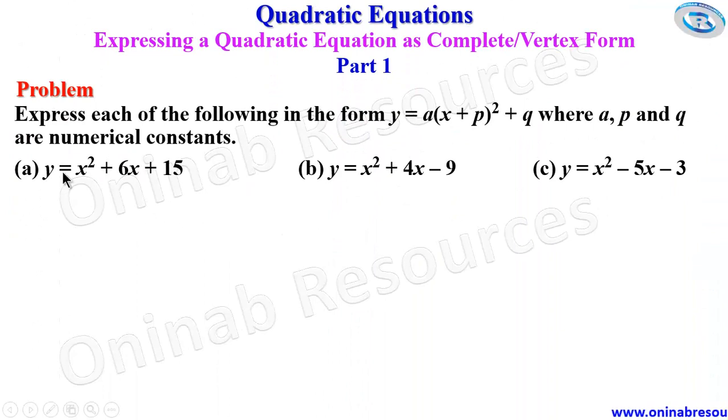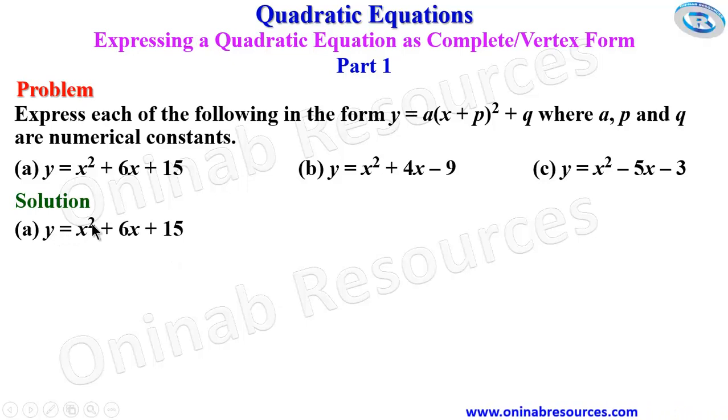In this problem, express each of the following in the form y equal to a into x plus p all squared plus q, where a, p, and q are numerical constants. We have the first equation, the second, and the third. So starting from the first equation, we have y equal to x squared plus 6x plus 15.